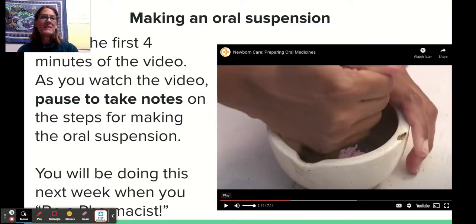So you might say for your first step to check the dose chart to see how much medicine the baby needs. And for the second step, grind up the tablets.